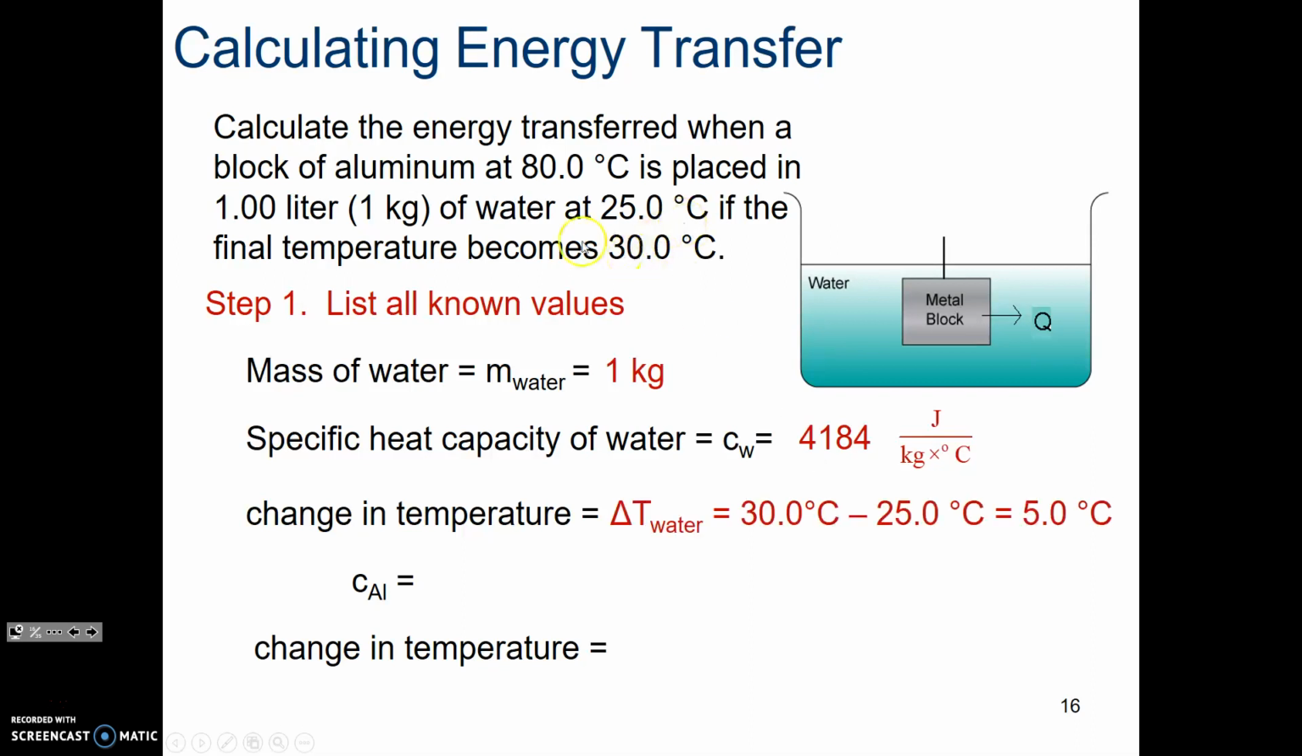Change in temperature of the water, well, I look at my water. It went from 25 to 30, so that's a 5 degree change. The specific heat of aluminum, again, I'm going to have to look that up on a chart, and that's going to say it's 900. Then we have finally our change in temperature for the aluminum. It went from 80 to 30, so that's a 50 degree change.